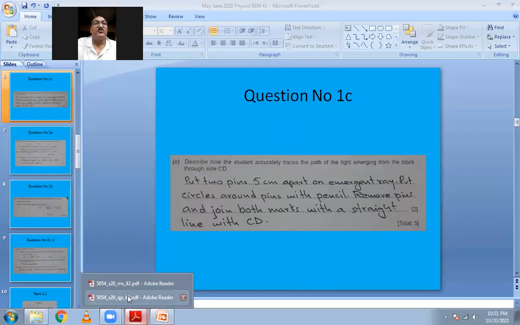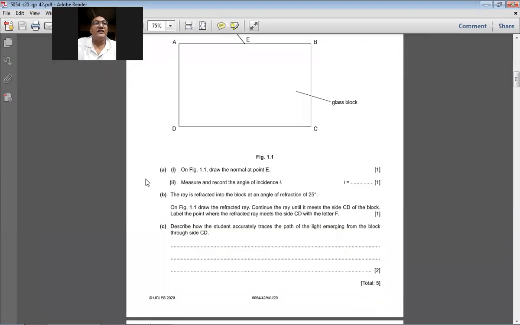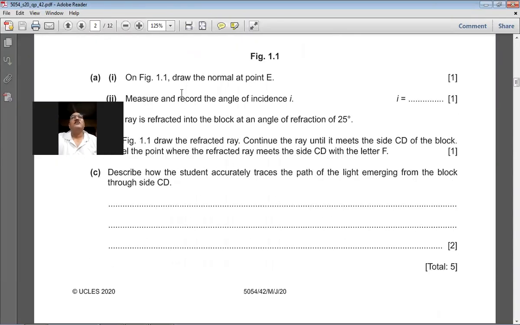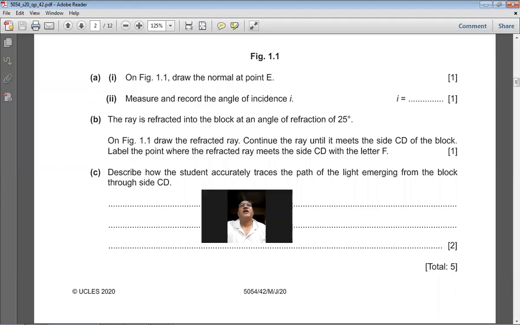This was the question number 1. So let me show you the whole question. So this was the question number 1. It was of 5 marks, and we are done with this part. So these were its parts, and we are done with it.